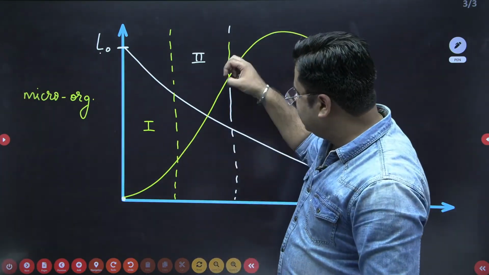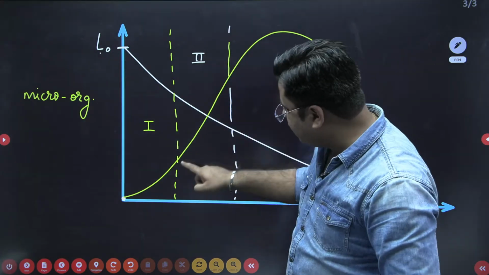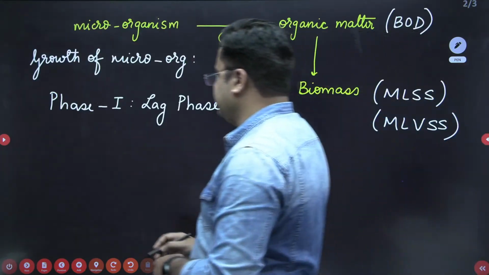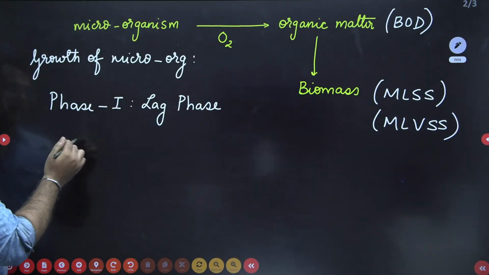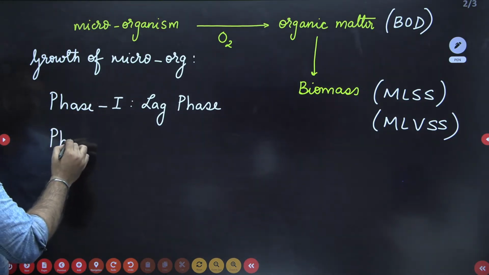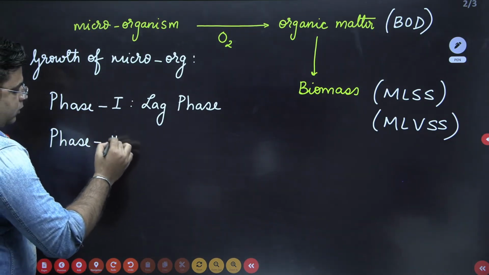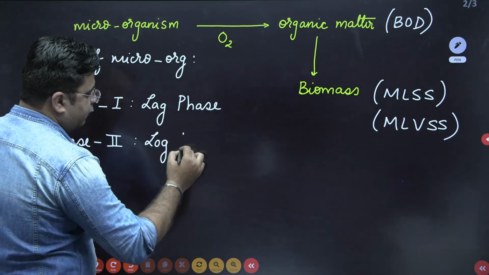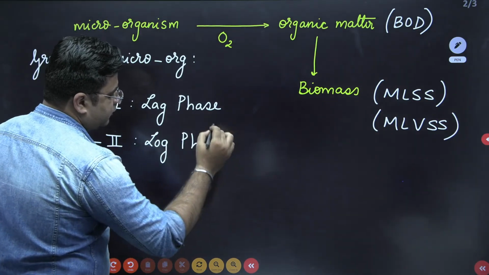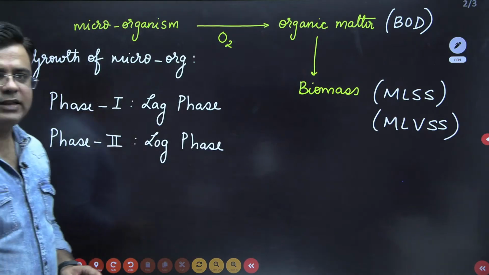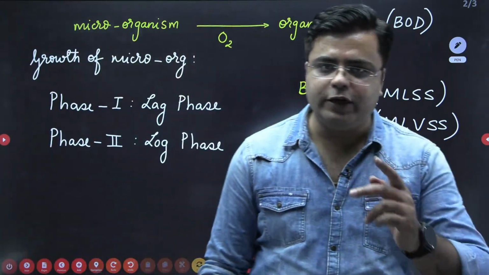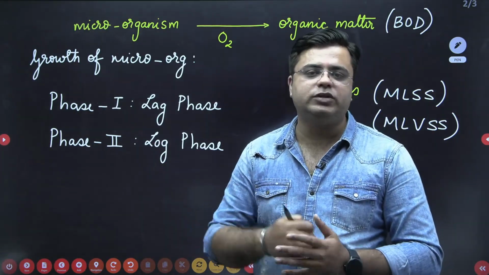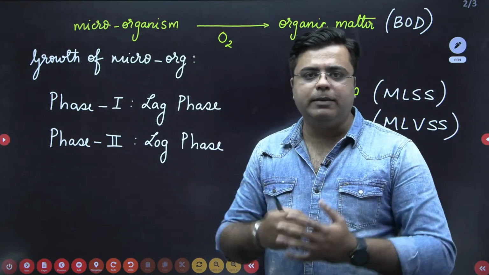So this phase where you see the abrupt growth in the microorganisms is termed as the log phase. Phase 2 for microorganism growth is termed as the log phase. In phase 1, microorganisms are getting friendly with the surrounding. In phase 2, now the microorganisms are already friendly with the surrounding. They actively start decomposing the organic matter and they start multiplying in numbers.